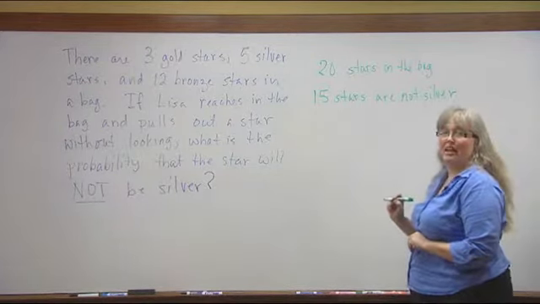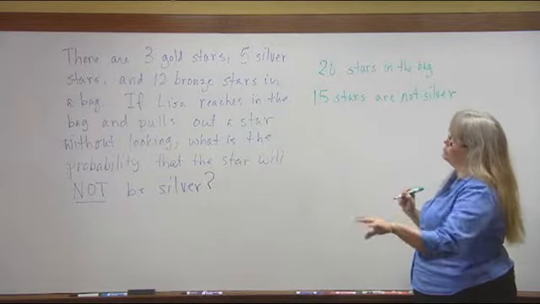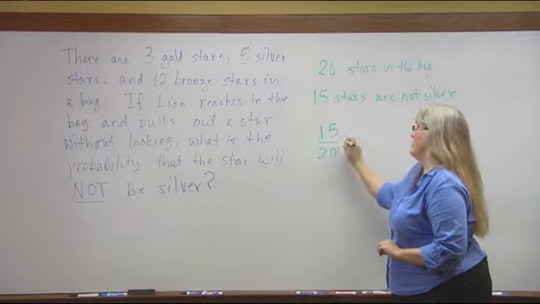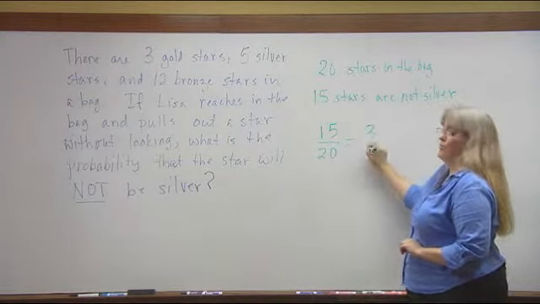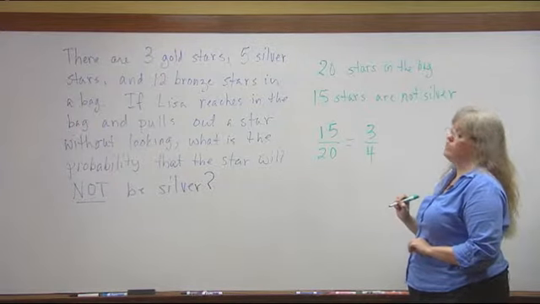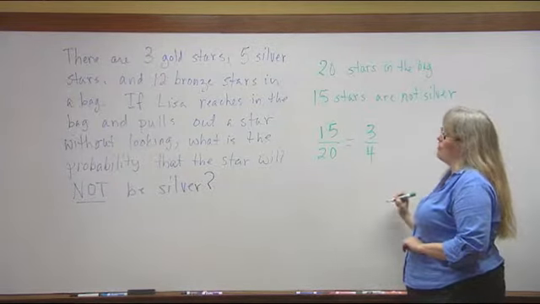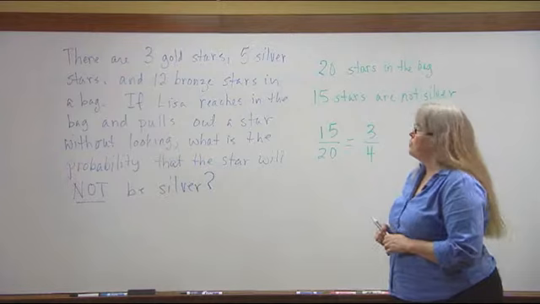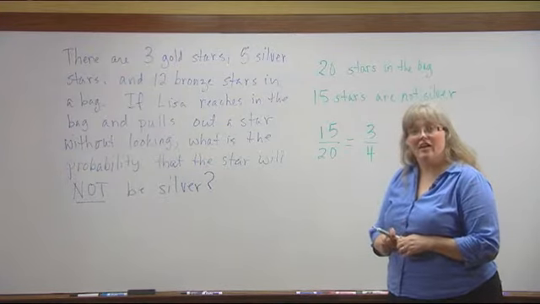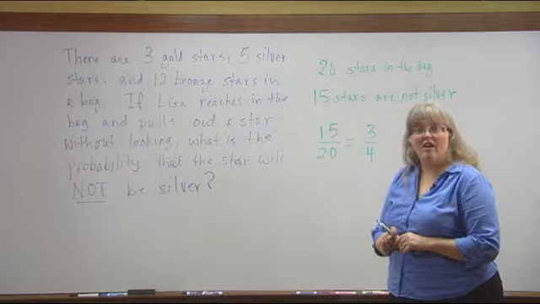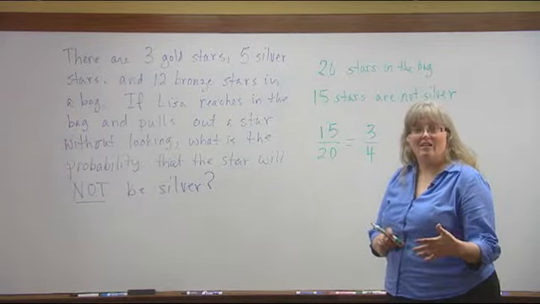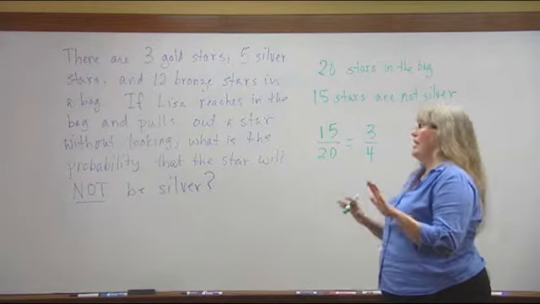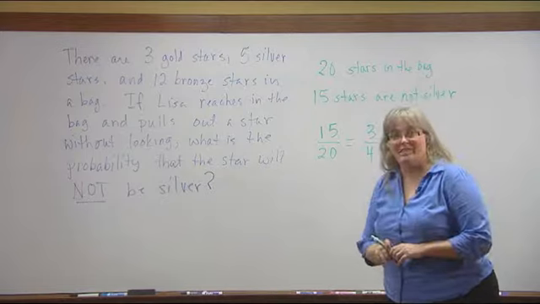Okay, so the probability of choosing a star that is not silver is going to be 15 divided by 20, which reduces to 3/4. So the probability that she pulls out a star that is not silver is 3/4. Now, we could also solve this problem by looking at the probability that she pulls out a silver star and then subtracting that from 1, because these are complementary events. They both can't happen simultaneously.